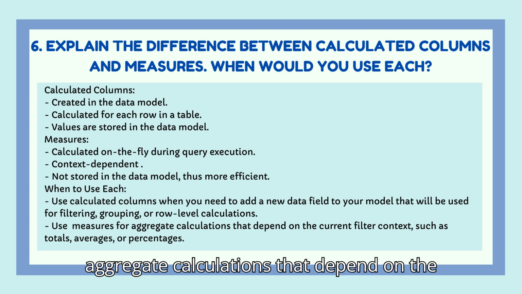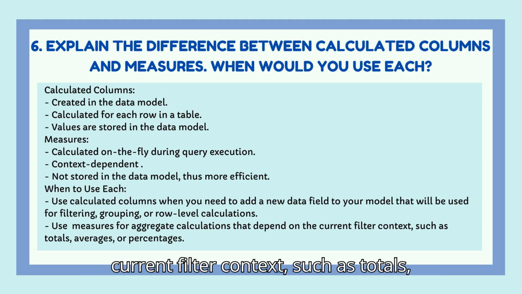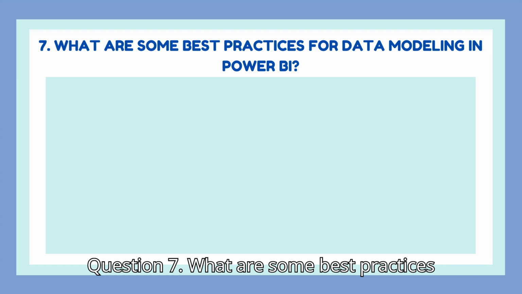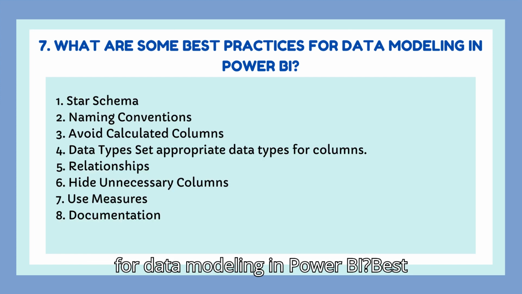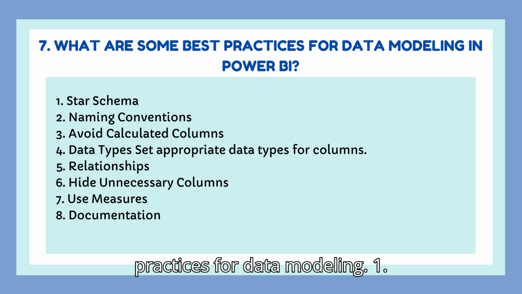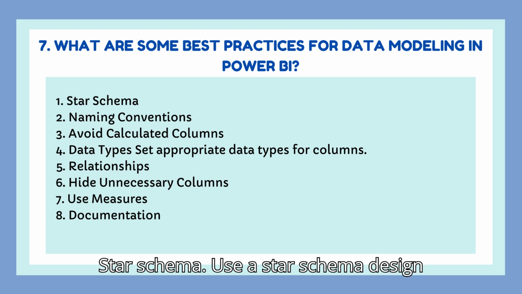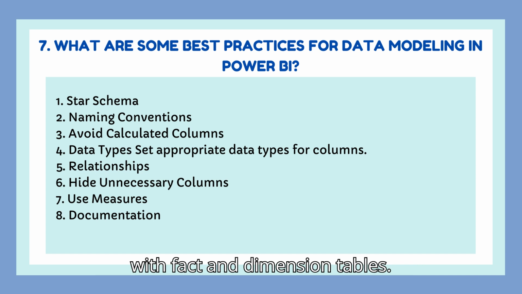Use measures for aggregate calculations that depend on the current filter context, such as totals, averages, or percentages. Question 7. What are some best practices for data modeling in Power BI? Best practices for data modeling. 1. Star schema. Use a star schema design with fact and dimension tables.